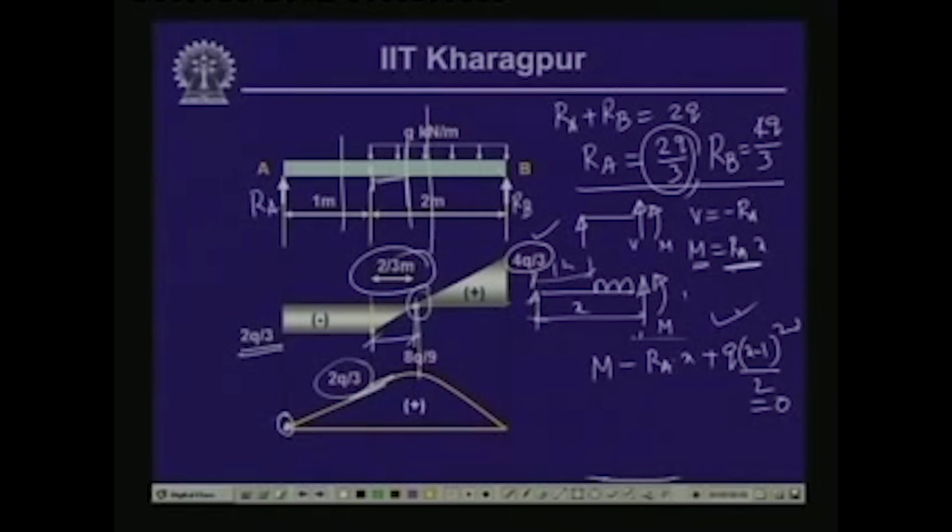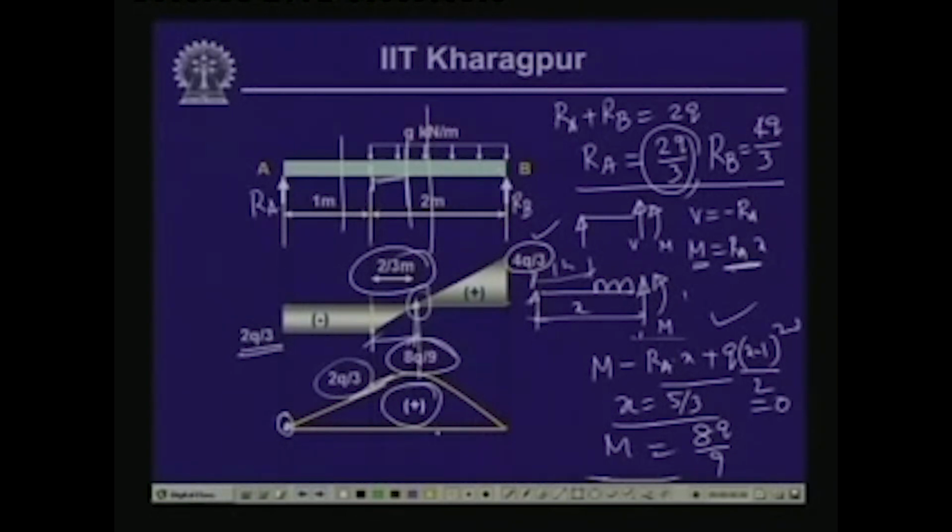This is the expression for the bending moment, and since square of X is a parabolic distribution, and as we have seen that when X is equal to 5 by 3, then the shear force is 0. So, setting X as equal to 5 by 3, we will get the value of bending moment, M, as equal to 8Q by 9.